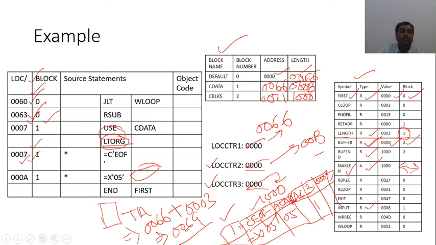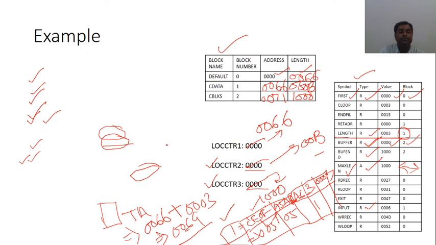In the next lecture we will discuss how to calculate the object code corresponding to each and every instruction that is given in this program, and we will use these tables when we calculate the object code corresponding to the instruction.